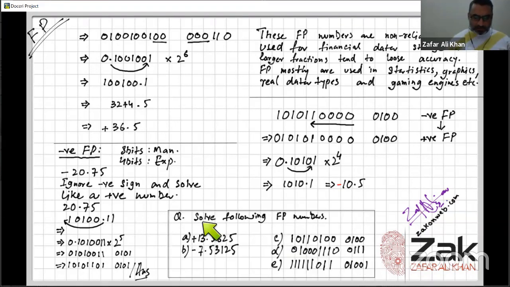Now you may go ahead and solve these questions. There are 1, 2, 3, 4, 5 questions: positive denary to binary, negative denary to binary, negative binary floating point to denary, positive floating point binary to denary, and negative floating point binary to denary form. So let's call this lecture off for today, and we will continue in the next episode from this point onwards with a little revision of the previous lecture.